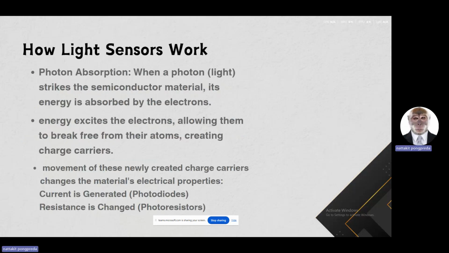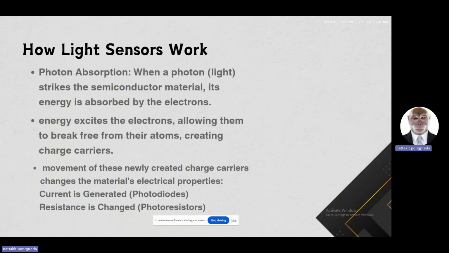How does a light sensor work? Photon absorption is the principle. When a photon, or light, strikes the semiconductor material, its energy is absorbed by the electron. Then the electron is excited and moves up the shells and breaks free from its atom, creating charge carriers.